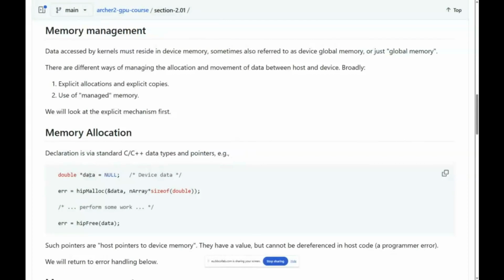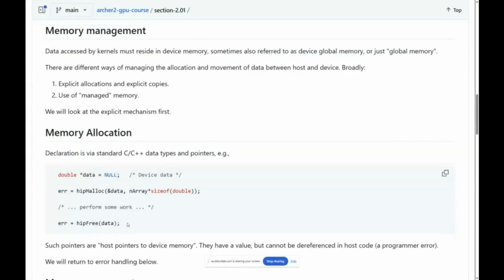So I have a HIP malloc call, and I pass in this pointer, dereferenced, and I provide the address of this to HIP malloc, and I provide the size of the data I want. So I've got some array, n array of doubles. I'm going to pass this in. I'm going to perform some work, and later, before the end of my program, I need to free this data.